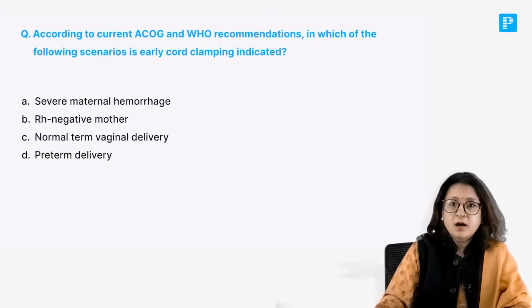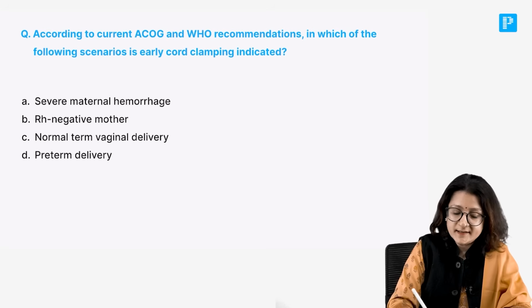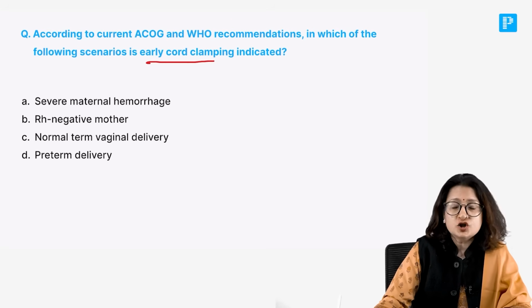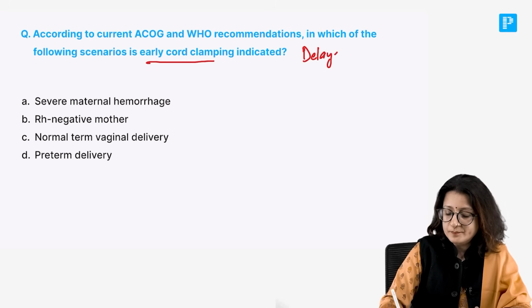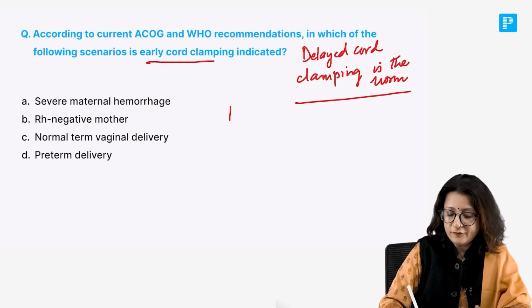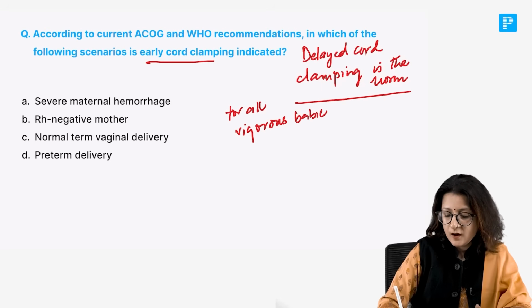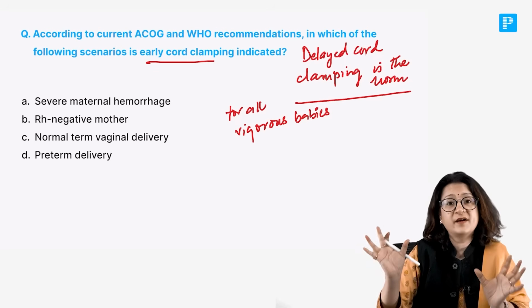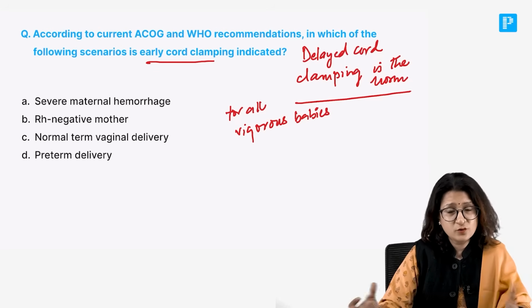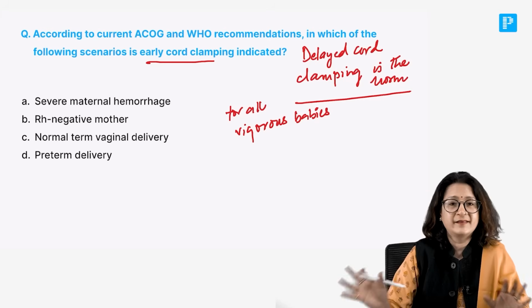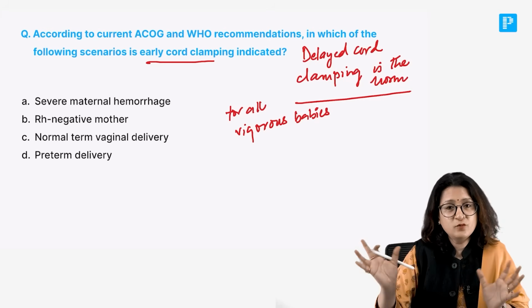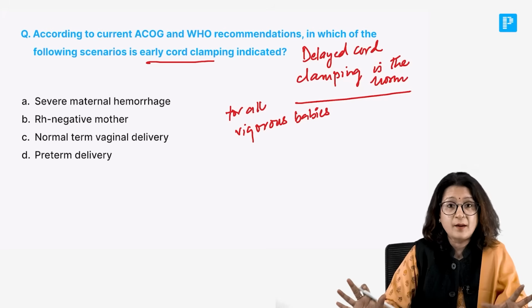According to the current ACOG and WHO recommendations, in which of the following scenarios is early cord clamping indicated? So please remember that delayed is the norm. Delayed cord clamping is the norm. It is recommended for all vigorous babies, all babies who are born and they are vigorous. Okay, vigorous, as you've read in pediatrics, they are crying and they are pink and they are moving their limbs and everything. So nothing is wrong with their Apgar score basically.